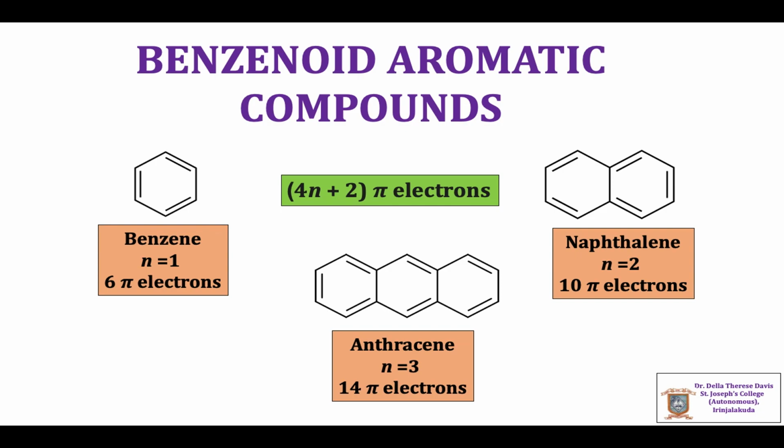Very similar case is observed in anthracene. It has 3 rings fused together. There are 7 pi bonds and 14 pi electrons. When n is equal to 3, 4n plus 2 becomes 4 into 3, 12 plus 2, 14 pi electrons. Anthracene has 14 pi electrons, and thus the molecule obeys Huckel's rule of aromaticity.